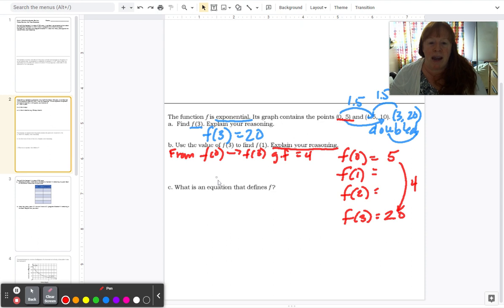So f of 1, I only want 1/3 of that growth factor. So I don't want 1/3 of 4, though. I know that kind of sounds the same, but it's not asking for 1/3 of 4. That's how you need to break it down into thirds as far as your growth factor. So that means I need to do 4 to the 1/3. f of 1 is 4 to the 1/3.